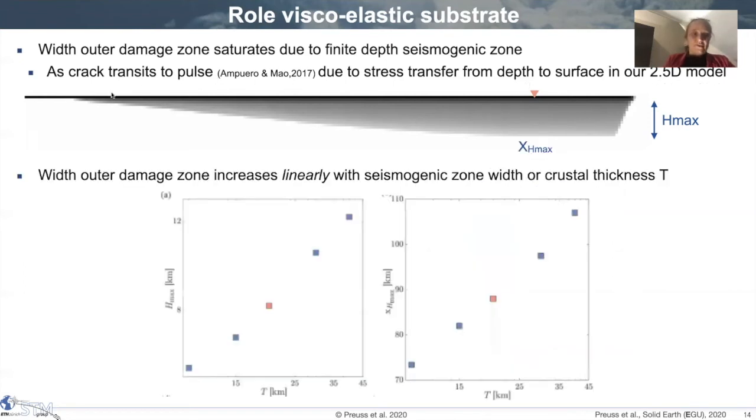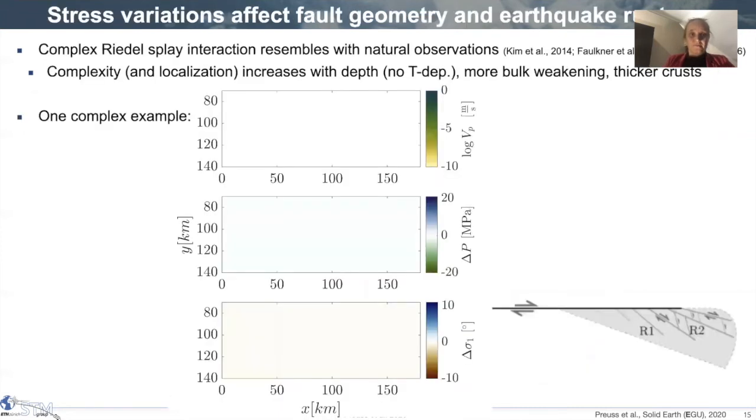And we show that it's also linearly related to the thickness of the crust up to the viscous substrate, such that if you increase this distance, also the width of the outer damage zone increases and the distance at which saturation starts, as is theoretically expected.